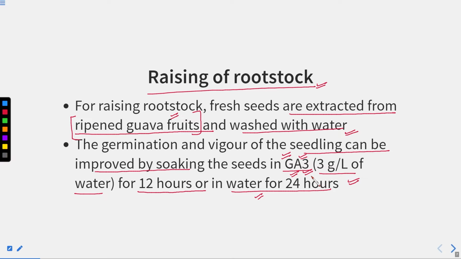Either we can use the gibberellic acid, that is the plant hormone. We have to soak it in a solution for 12 hours. And if we are opting for just water, then we have to soak that seed for 24 hours. So it is up to us which type of germination method we are opting for here.